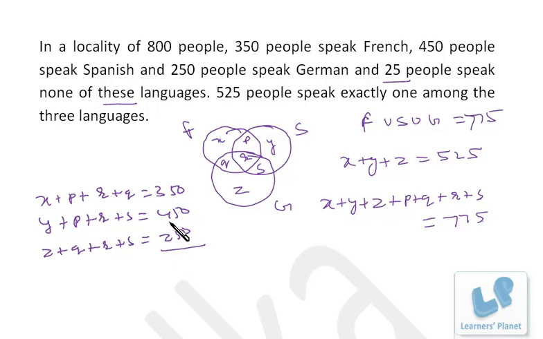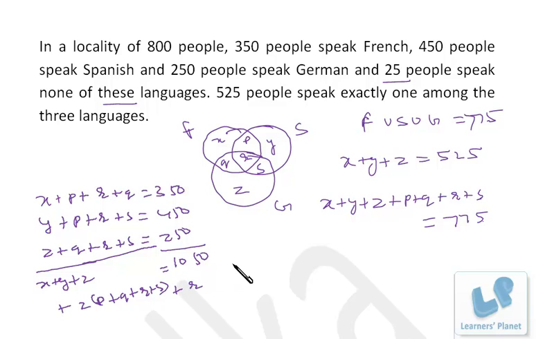So 3 and 4, 7 and 2, 9, 1050, right? That's the total of X plus Y plus Z plus 2 times P plus Q plus R plus S plus 1 time R, right? That's 1050. 2 times P plus Q plus R plus S, and plus extra R is there because R is counted 3 times, and the total is 1050, right? Now here X plus Y plus Z we already know, that's 525. That means P plus Q plus R plus S is actually 775 minus 525, that's 250, right?